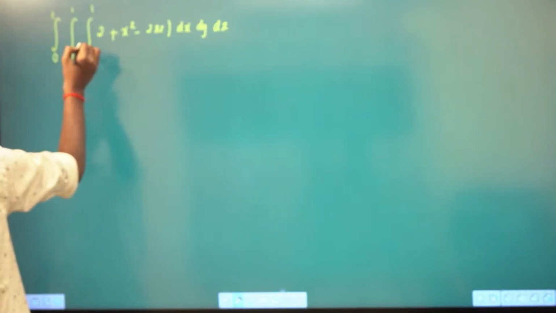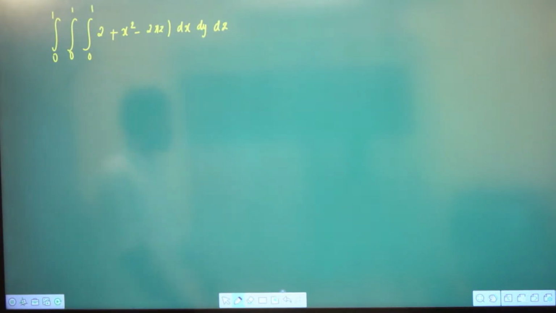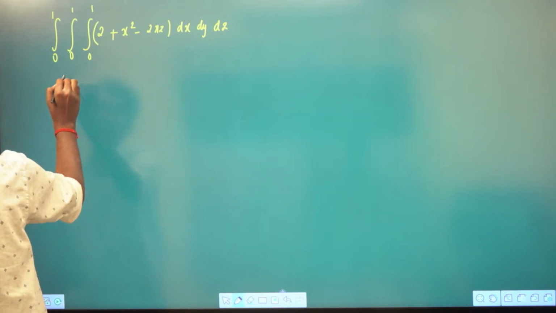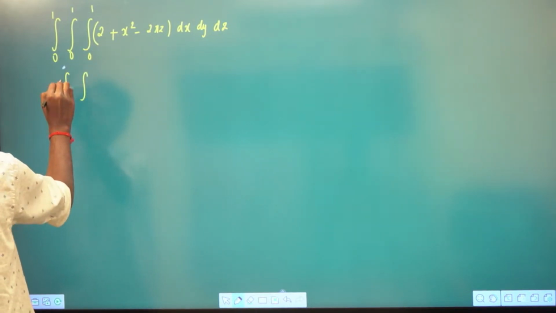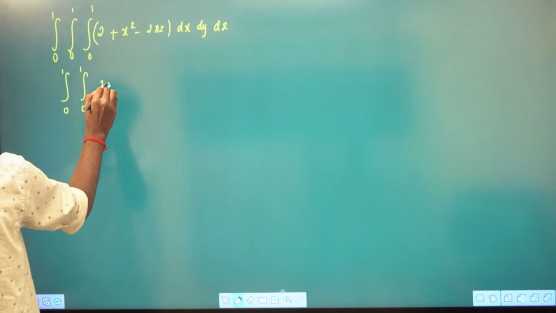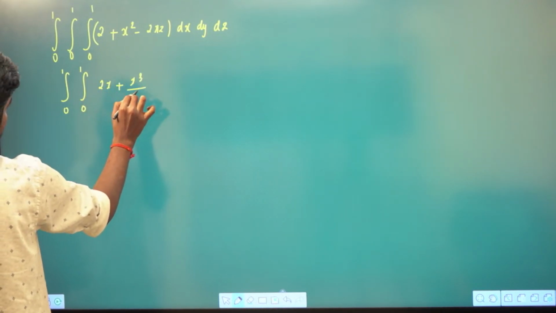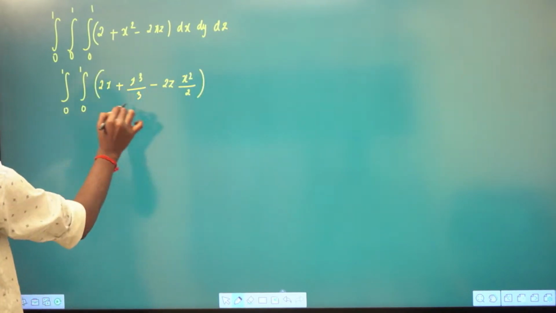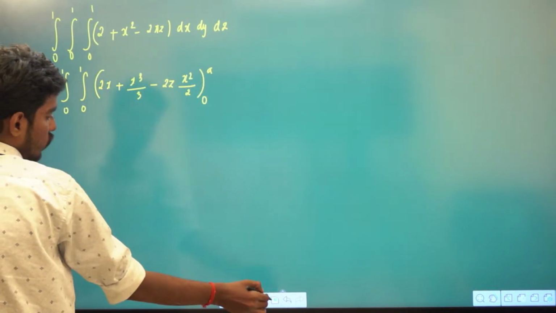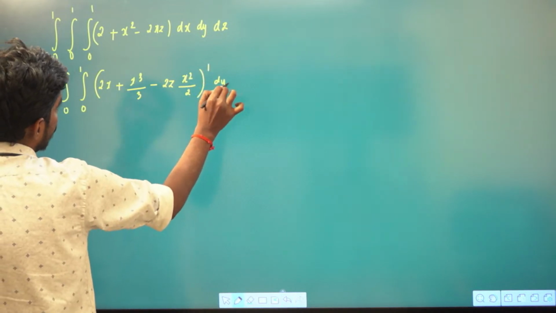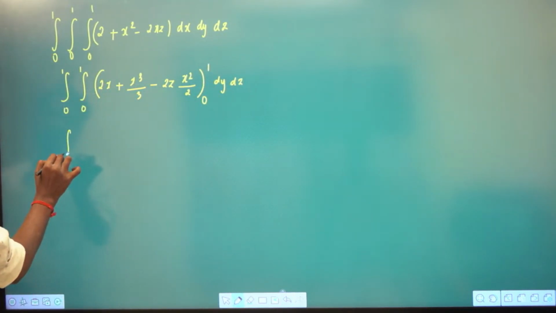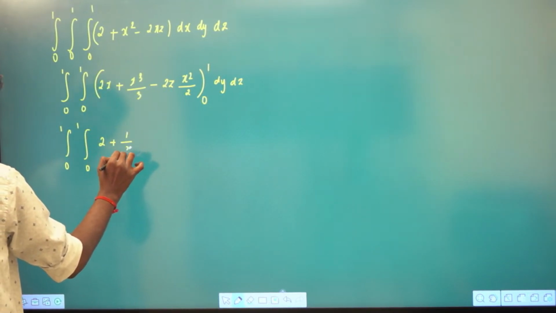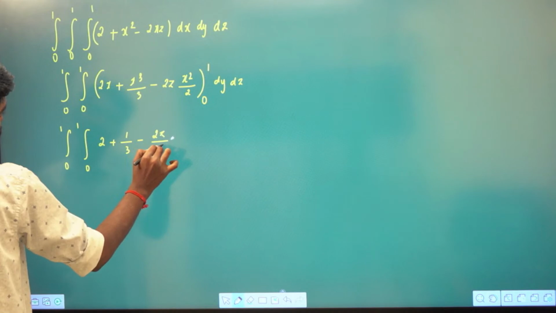In the previous problem we have written 0 to a, 0 to b, 0 to c, but here everything is 0 to 1 only. So you integrate with respect to x. So 2x plus x cube by 3, minus 2z x square by 2, x varies from 0 to 1, dy dz. So 0 to 1, 0 to 1. So 2 plus 1 by 3 minus 2z by 2.